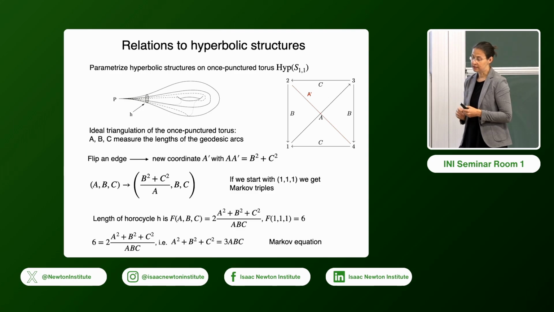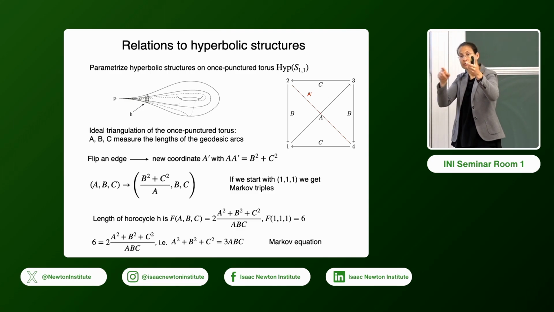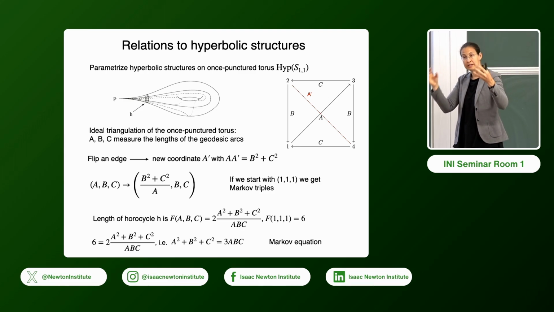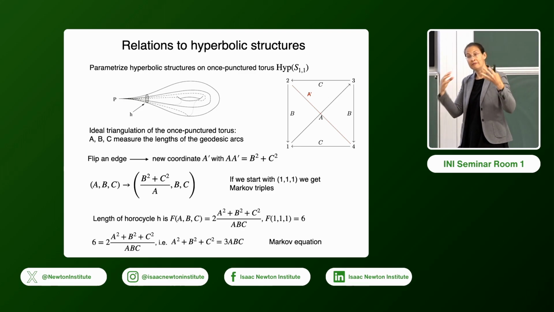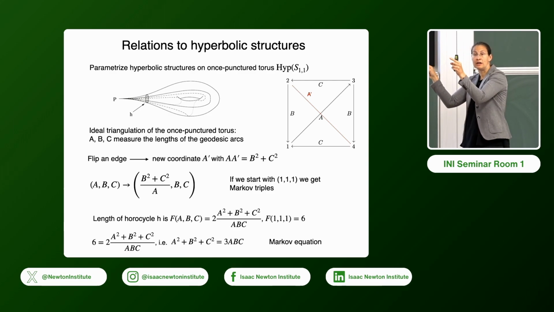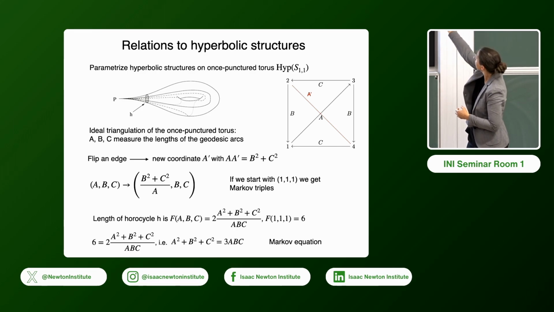Once you fix the horocycle, you can do the following. Your ideal triangulation is given by arcs which go from the puncture to the puncture. You make them geodesic arcs. These geodesic arcs have infinite length, but if you fix a horocycle, you can look just at the part of this arc which is outside of your horocycle, and this has a finite length. For each arc which gives you the triangulation of your surface, you pick this length, and so you get these numbers A, B, C associated to this quadrilateral.